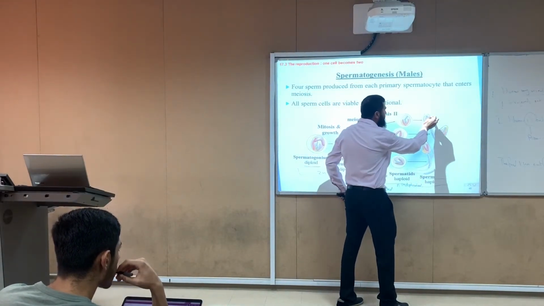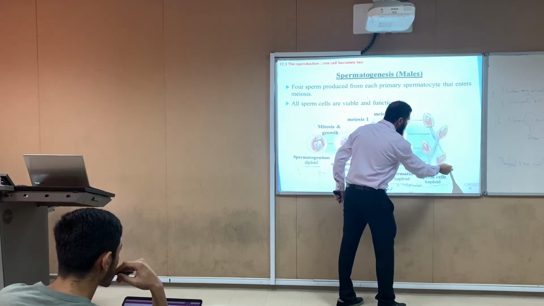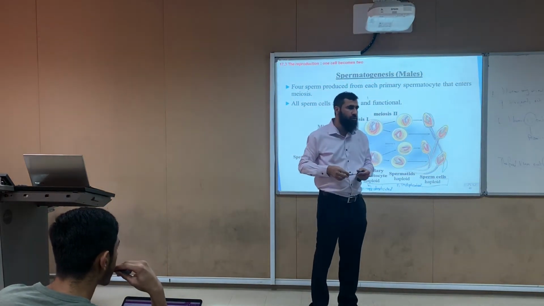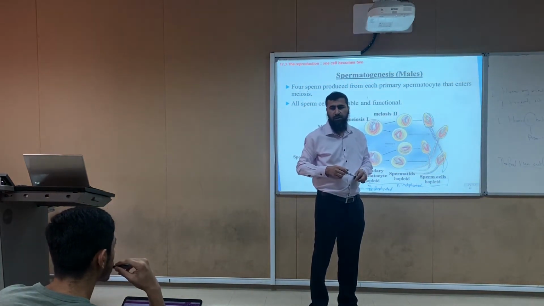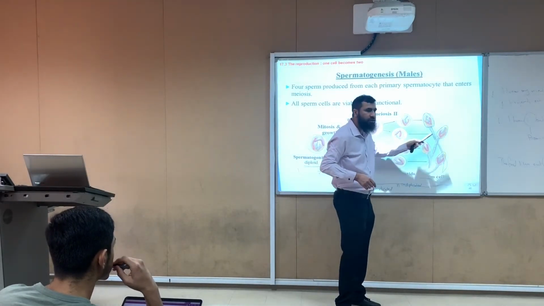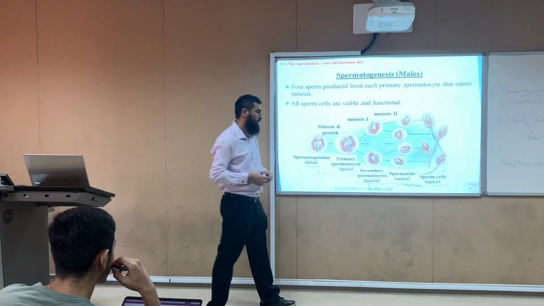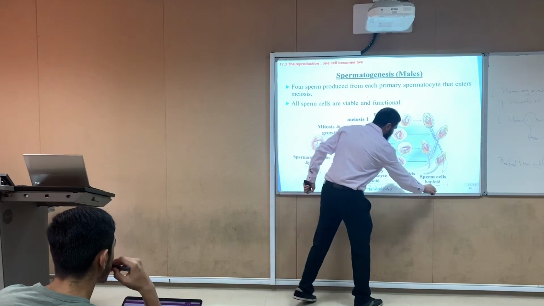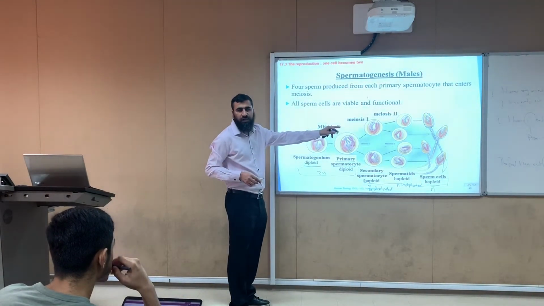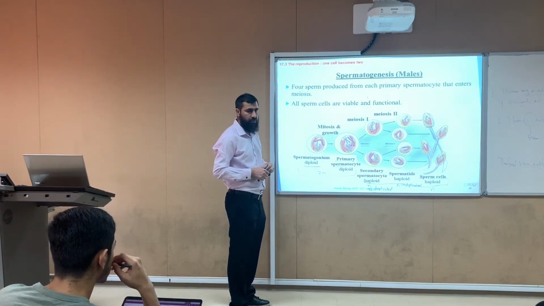So the sperm cell has this head, you will see this under the microscope in this slide, and the flagella. Remember, flagella are made up of microtubules, 9 plus 2. There are motor proteins that help it to swim. So the mature sperm will look like that, and they're haploid as well. All four sperm cells are functional. They can all fertilize an egg.